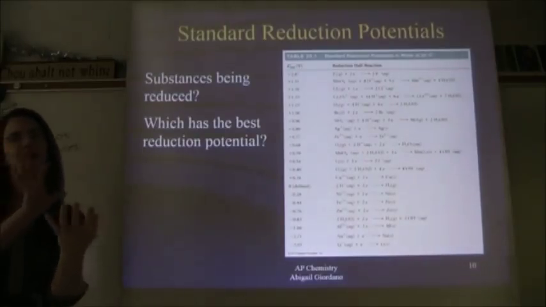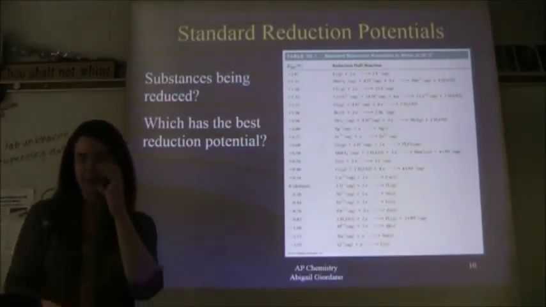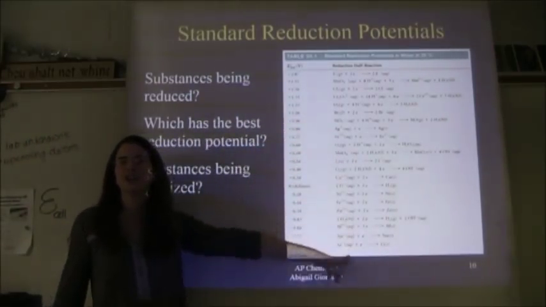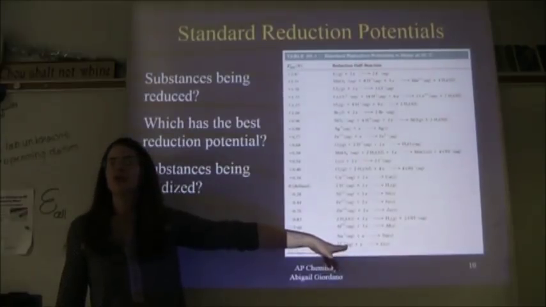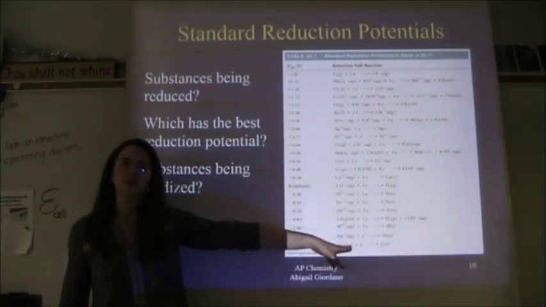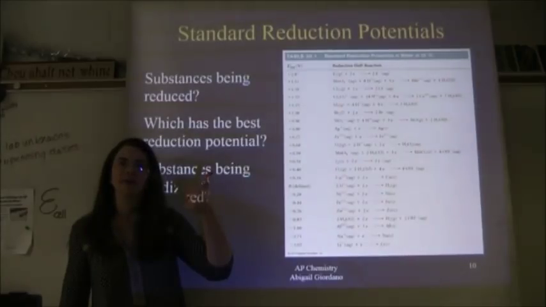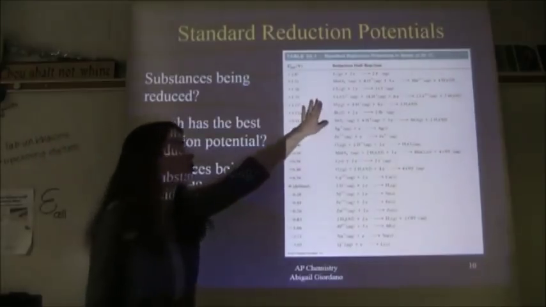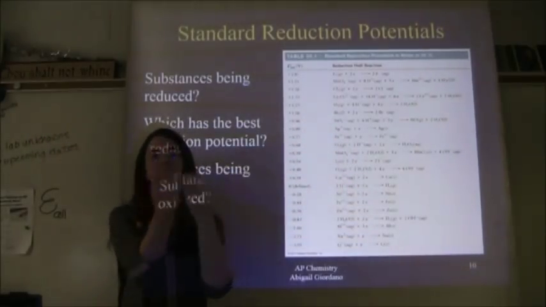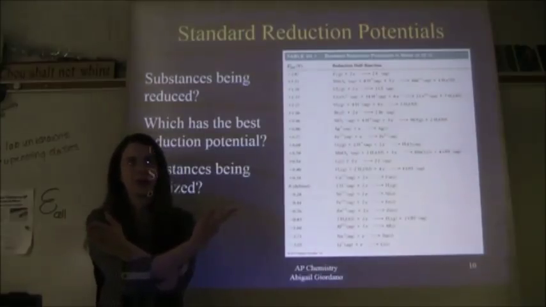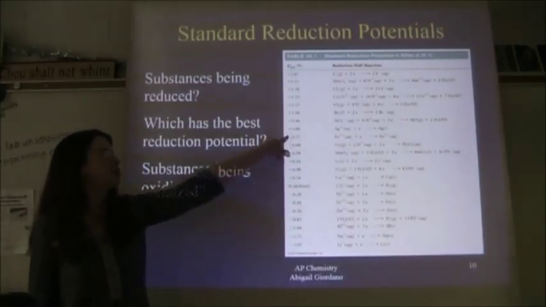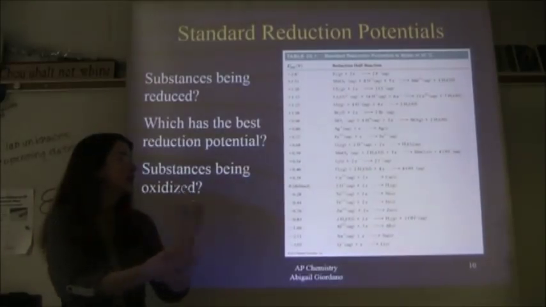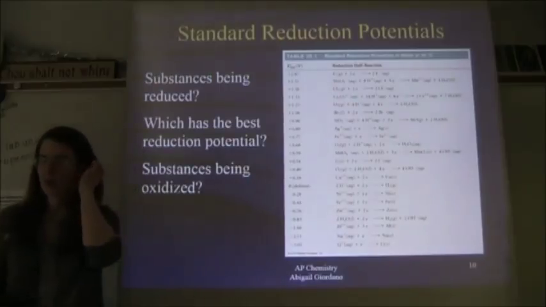Now I'm going to ask you to bend your brains around a little bit. These are all written as reductions. How would you turn them into oxidations? Flip them all around. Okay? So, first thing I'm going to ask you to do is imagine this entire chart with every reaction written in reverse. What do you think happens to these potential values when you flip one around? It changes the sign.